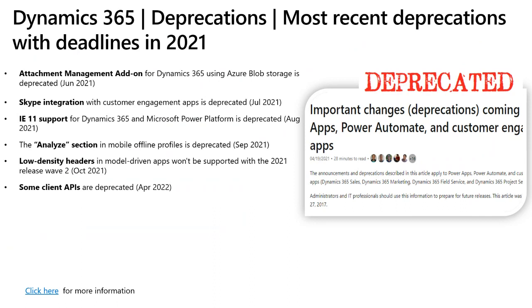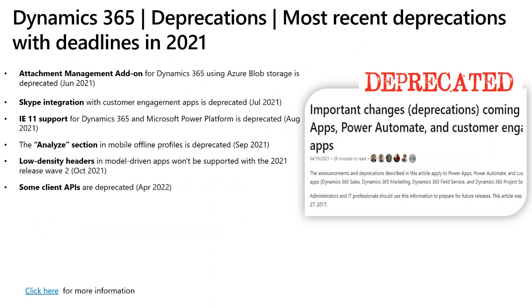The third one is IE11 support. We've been talking about this one for a while now, but IE11 won't be supported for Dynamics 365 or Power Platform products after August of this year. And so we recommend transitioning to a modern browser such as Microsoft Edge.